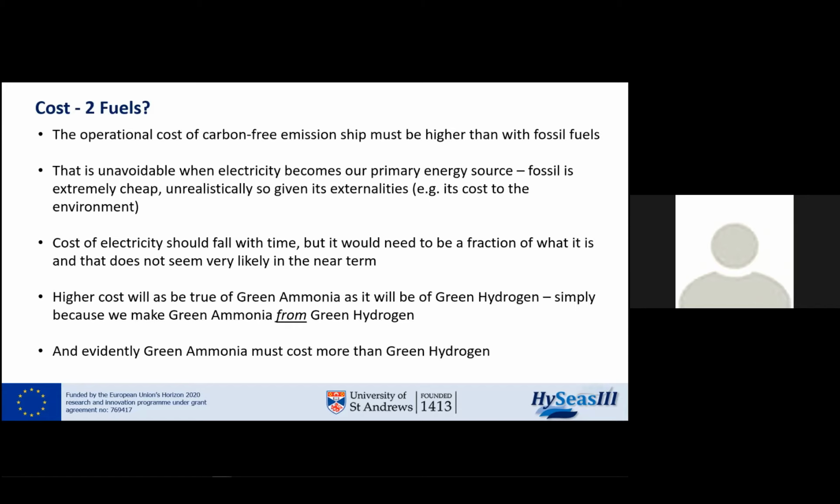So the ammonia must ultimately be more expensive. And so this is where you begin to think that you're going to end up with a two-fuel model, because you're going to use the green hydrogen where you can, simply because it's cheaper. So you can imagine that being used in and around coastal waters, and perhaps for some shorter trips. But this begins to give you some sort of insight into what the future probably is.